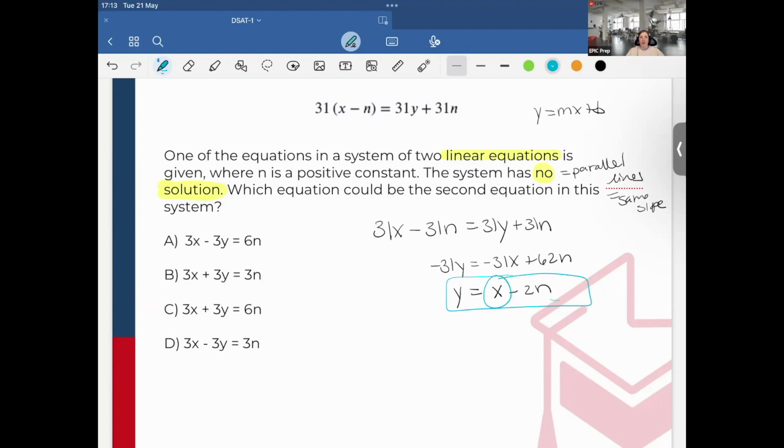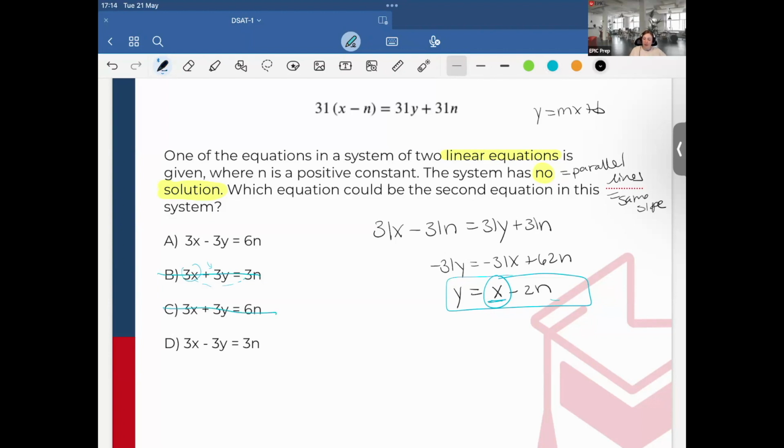So looking at the answer choices, I know if I move this over to the other side, it will be negative, and then I'm going to be dividing by positive 3, and I can't have a negative slope. It needs to be positive. So I'm going to eliminate the ones with a negative slope. It's got to be A or D.